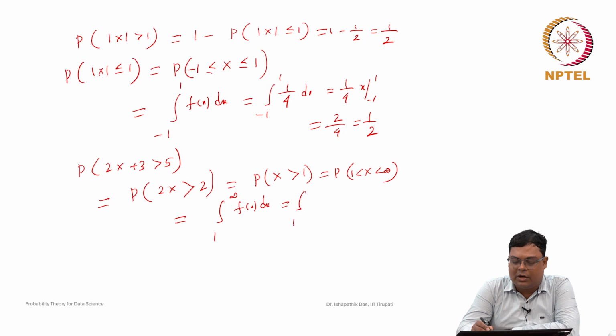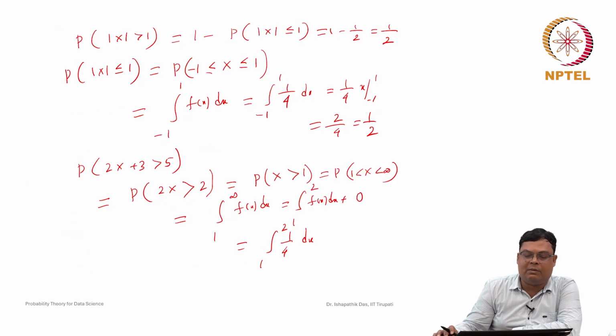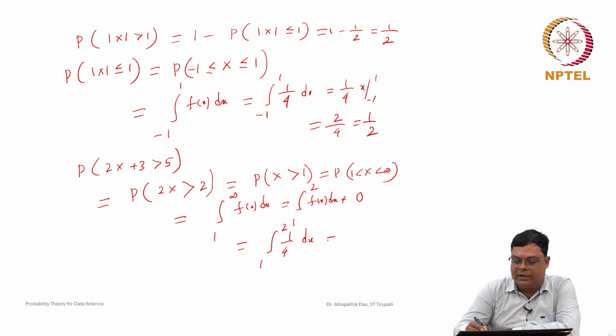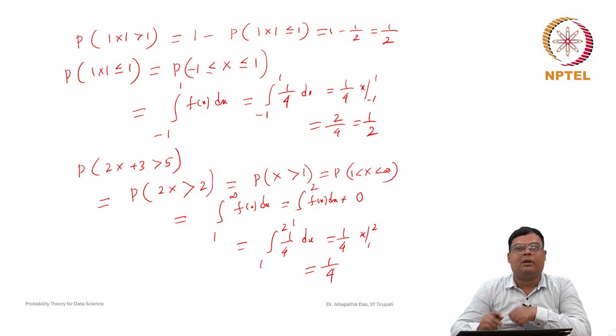But fx is non-zero only up to 2. So it is the integral from 1 to 2 of fx dx, plus the remaining part from 2 to infinity, which is 0. So this is the integral from 1 to 2 of 1 by 4 dx, since the density function is 1 by 4. The integration gives x by 4 from 1 to 2, so 2 minus 1 is 1, which gives 1 by 4. So this probability is 1 by 4.